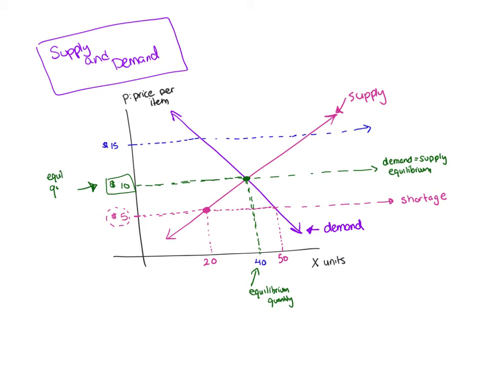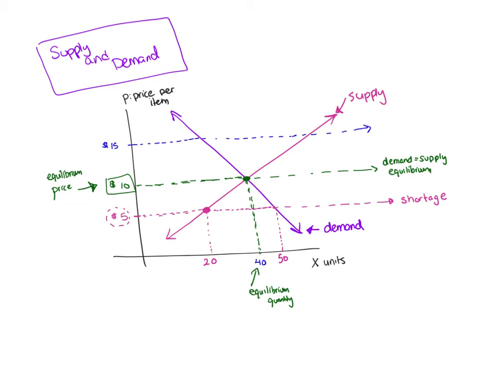You find that equilibrium by setting your supply equal to your demand. Oops, I wrote quantity, I meant to write price. The X value is that equilibrium quantity. And if you plug that X back in to either the supply or the demand, that's your equilibrium price.